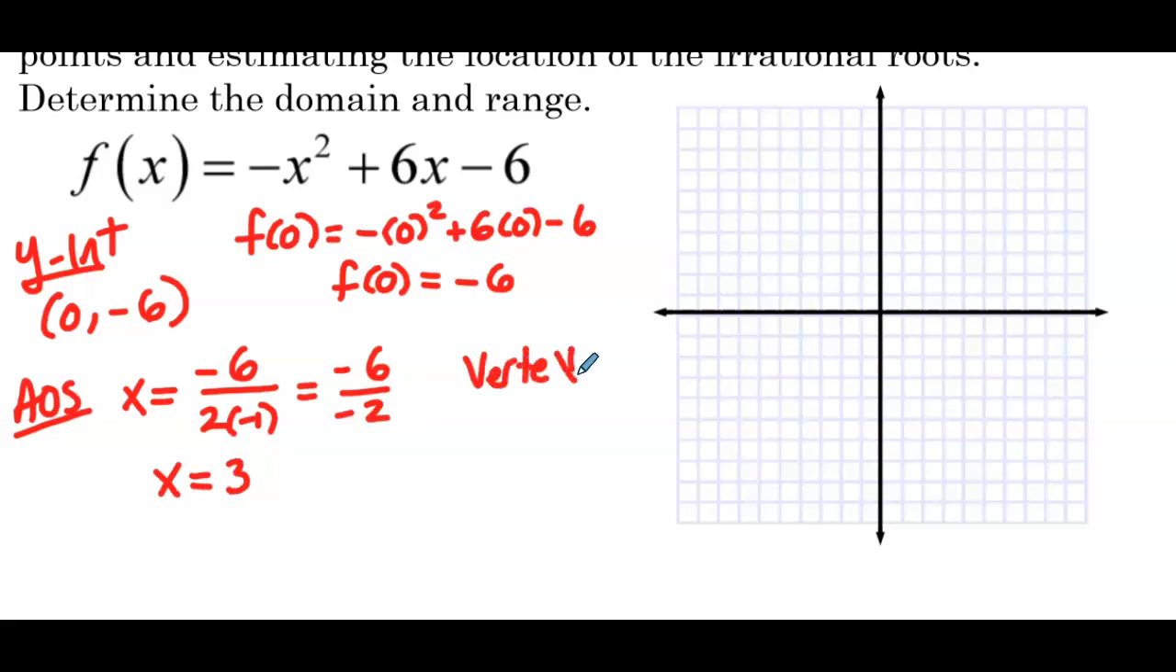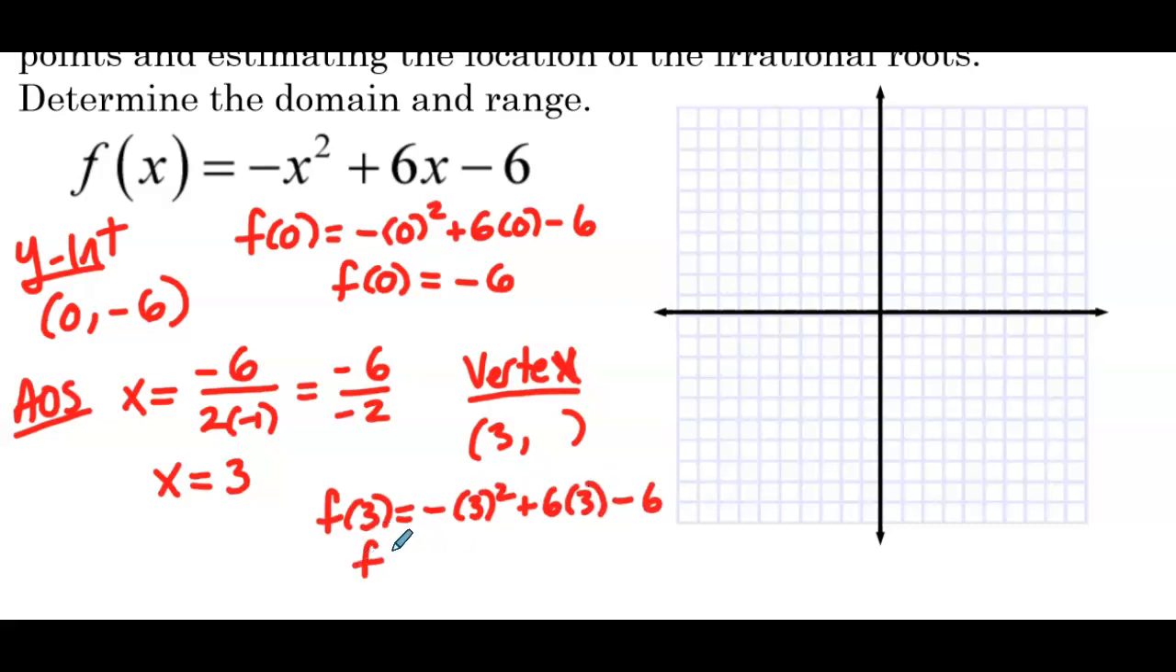So our vertex is the point 3, comma, we'll substitute 3 in for x. So -3 squared plus 6 times 3 minus 6. So f of 3 is -9 plus 18 minus 6. So that's 9 minus 6, which is 3. So (3, 3) is our vertex.